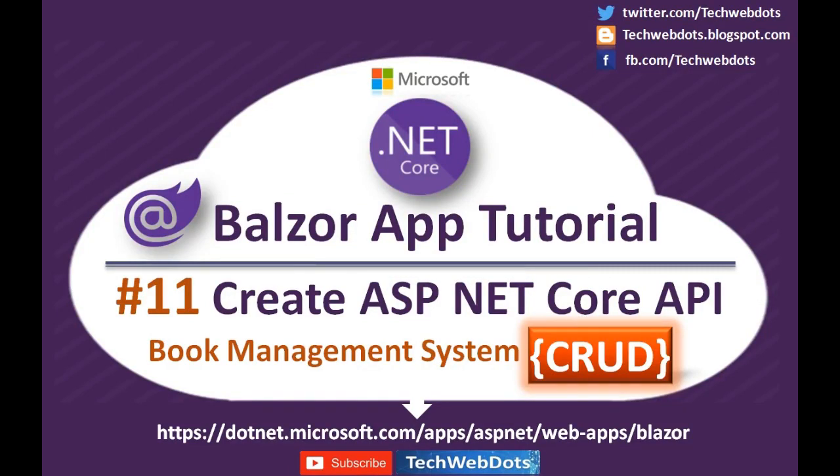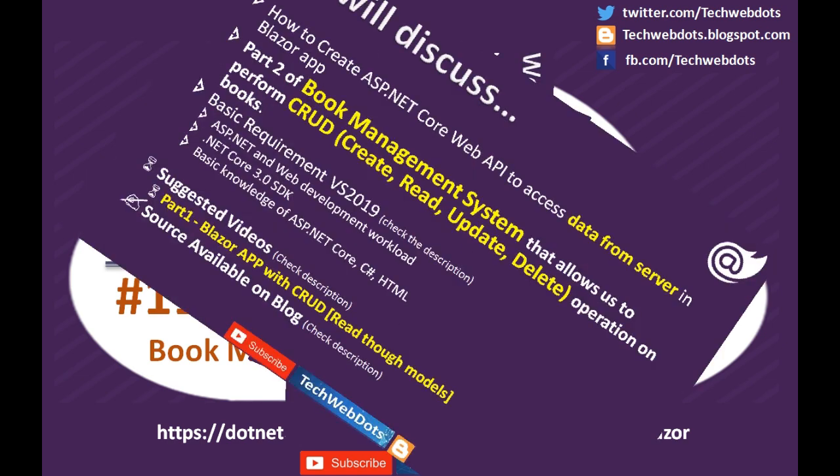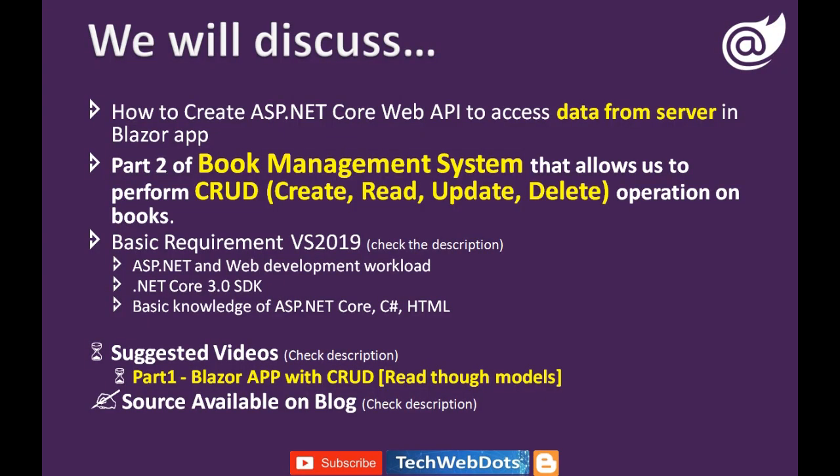This is part 11 of the Blazor app tutorial series and part 2 of the book management system, where we want to perform CRUD operations. As you can see, we will create an ASP.NET Core API. What we will learn in this session is how to create an ASP.NET Core Web API to access data from the server in a Blazor app.